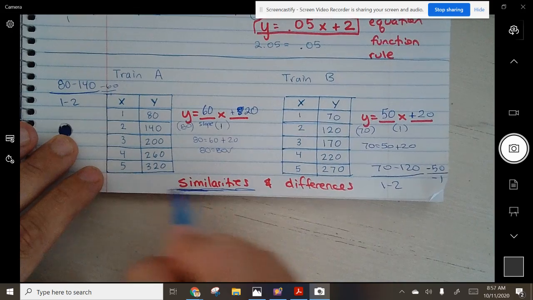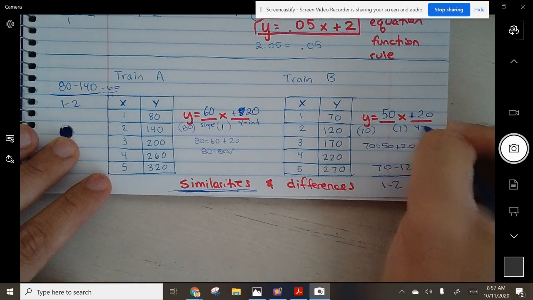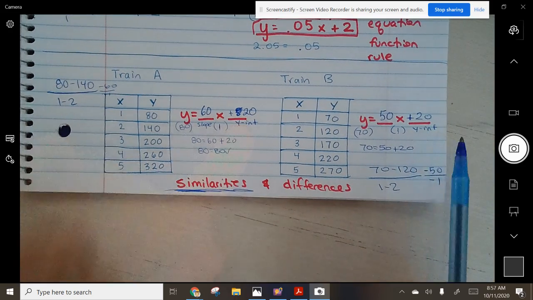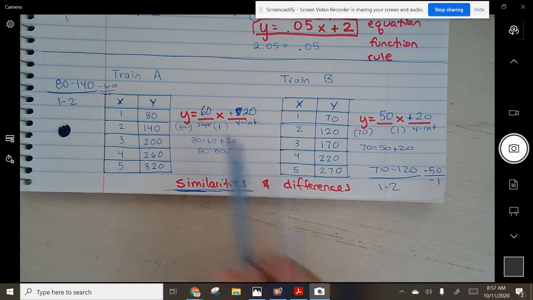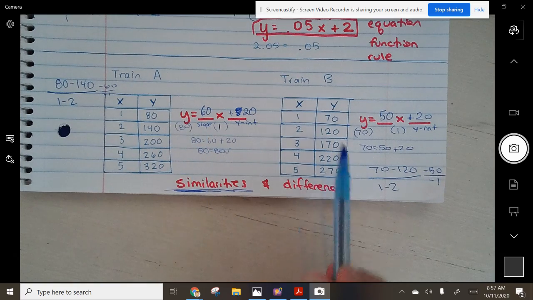So if I said write out the similarities, you would say they both have the same y-intercept. They both have the same y-intercept. If I said what are the differences, you would say they have different slopes. Table A's slope is 10 more than table B's. All right, and that would have been a perfect answer.